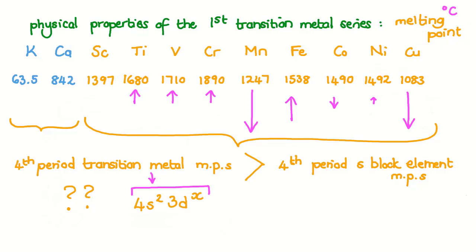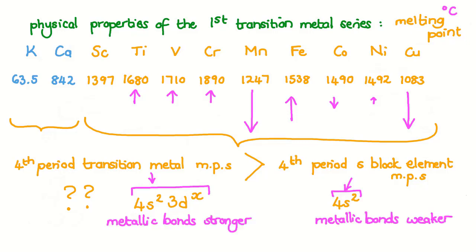As before, the transition metals have both the 4s electrons and the 3d electrons available for metallic bonding, and the s block elements only have the 4s electrons available for metallic bonds. So the transition metals have stronger metallic bonds, and the s block metals have weaker metallic bonds.